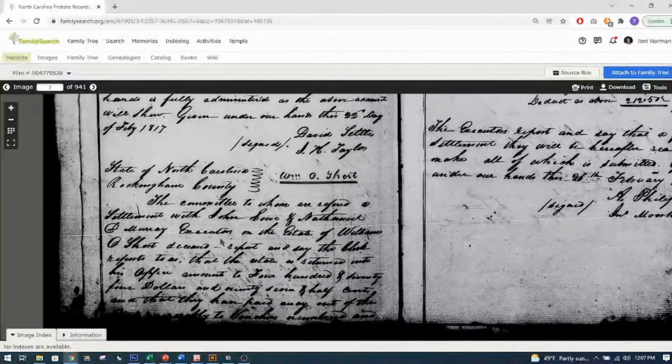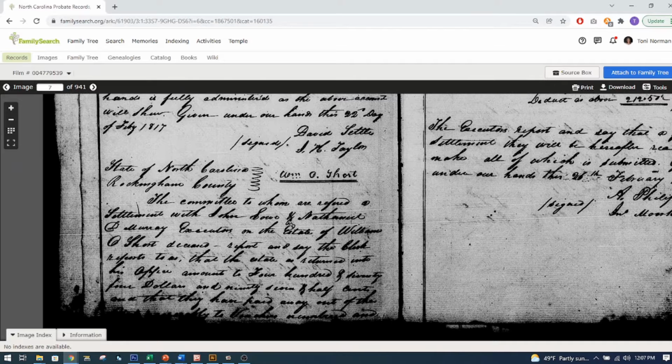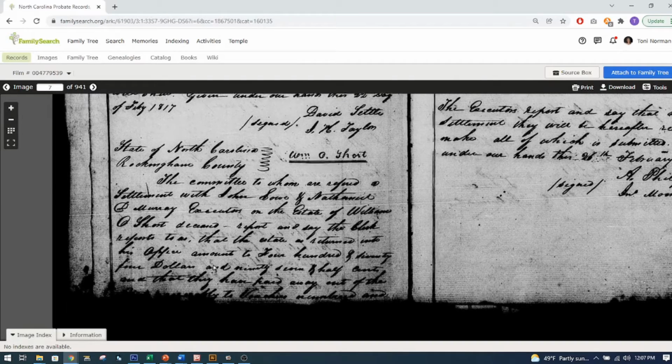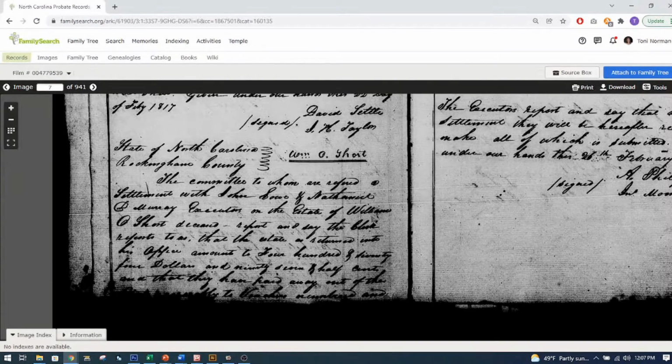Okay, let's look at this next one. This is, again, North Carolina, Rockingham, and it's William O. Short, it looks like. So, a settlement with John Lowe or so of Nathaniel D. Murray, executor of the estate of William O. Short. So again, we find this is the person who has passed away.